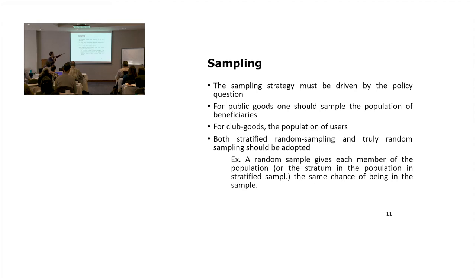So a club good is quite obvious: the population of users. A fully public good is a bit more complicated. Sometimes, and in different studies, you might consider what the policy area of the study is. So who is going to make the changes? Is it the municipality? Is it the region? Is it the local authority? So normally there is a research question by an organization, and in some way you accommodate their interest, okay?